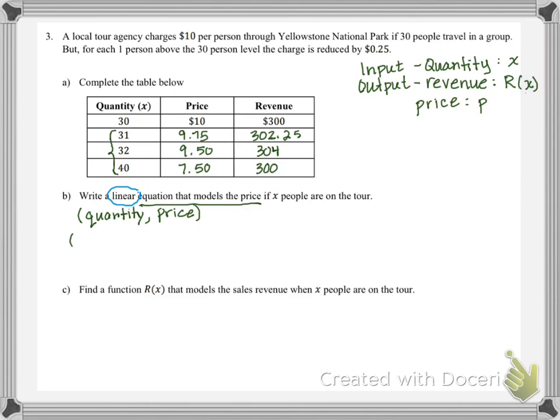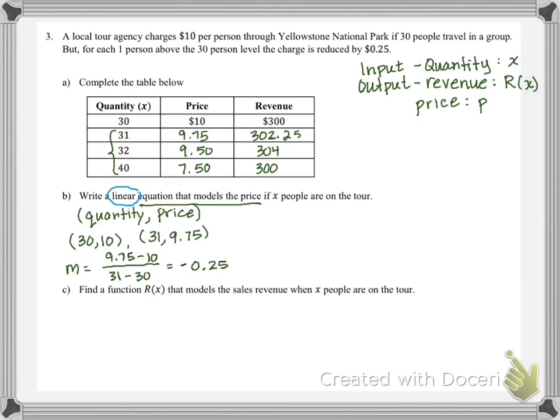So we need 2 points. We'll use (30, 10) and (31, 975). So I want to start by finding my slope. So 975 minus 10 over 31 minus 30, which is going to be negative 0.25.